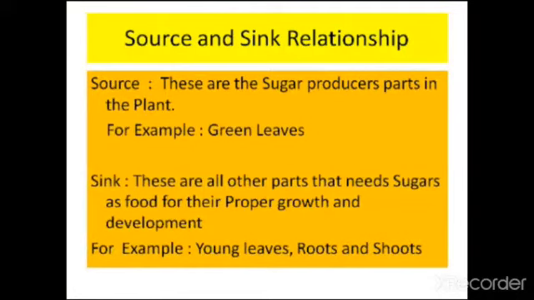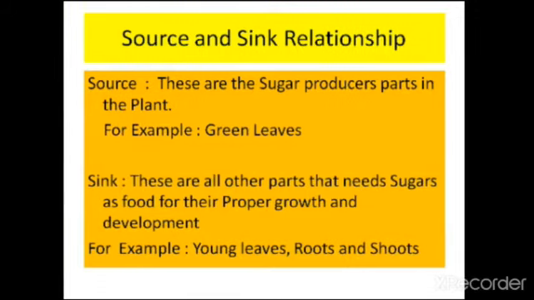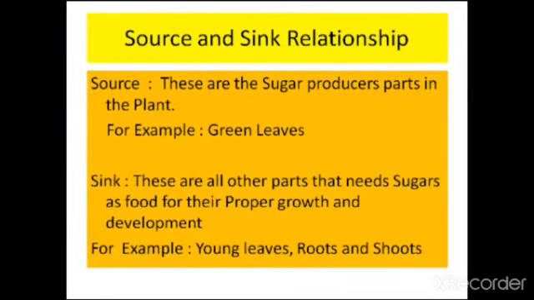So here the source and sink relationship develops. The sources are the green leaves, which can produce sugars. They produce sugars in photosynthetic reactions and in the quantity much greater than the required one. They can utilize themselves these sugars and have extra sugars that can be transferred to other sinks, like growing roots, leaves, as well as shoots. So green leaves are acting as sources, whereas other parts are acting as sinks.